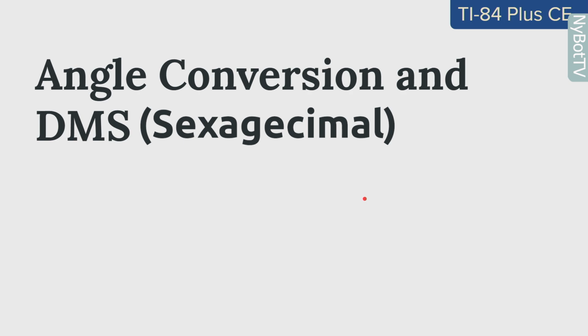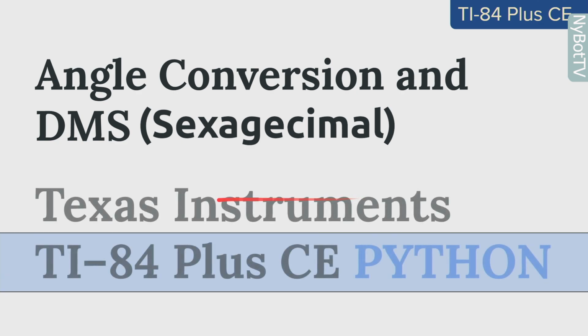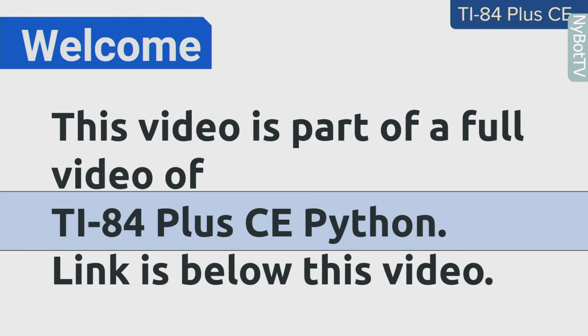In this video we are going to learn how to convert angle and degree, minutes and seconds hexadecimal with Texas Instrument TI-84 plus CE Python edition. This video is part of a full video of TI-84 plus CE Python edition. Link is below this video in the description.